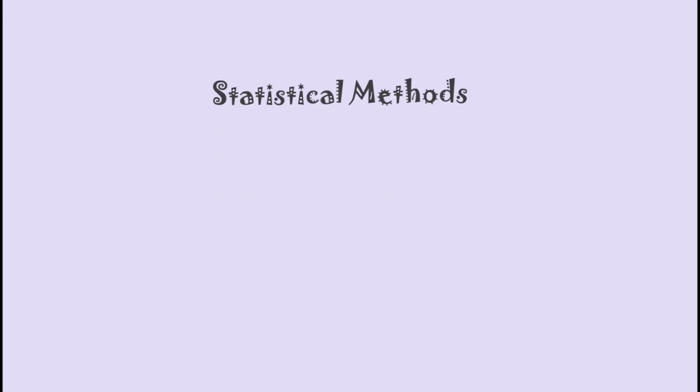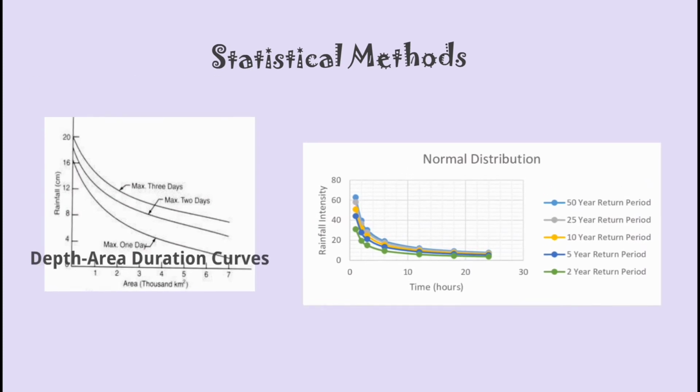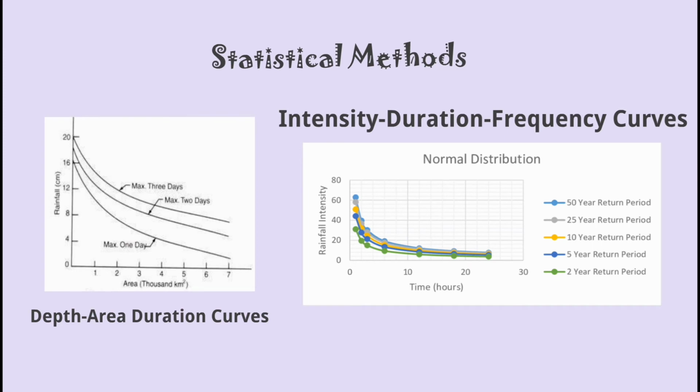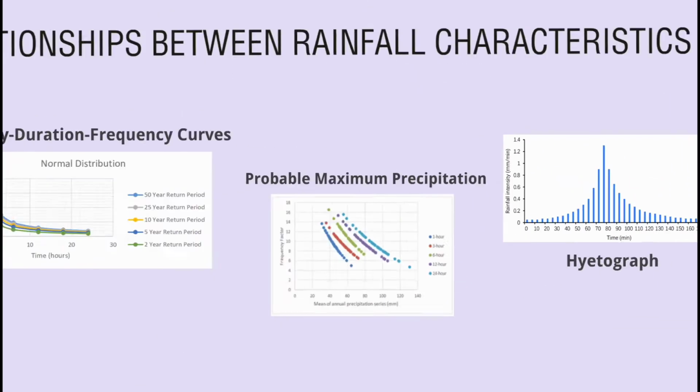Statistical methods can be applied to a long time series of rainfall data. These include depth area duration curves, intensity duration frequency curves, probable maximum precipitation, and hyetograph.